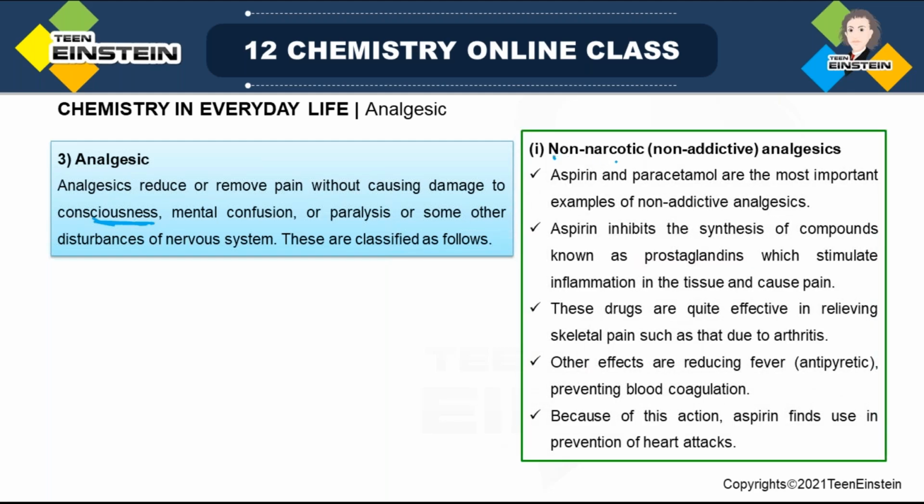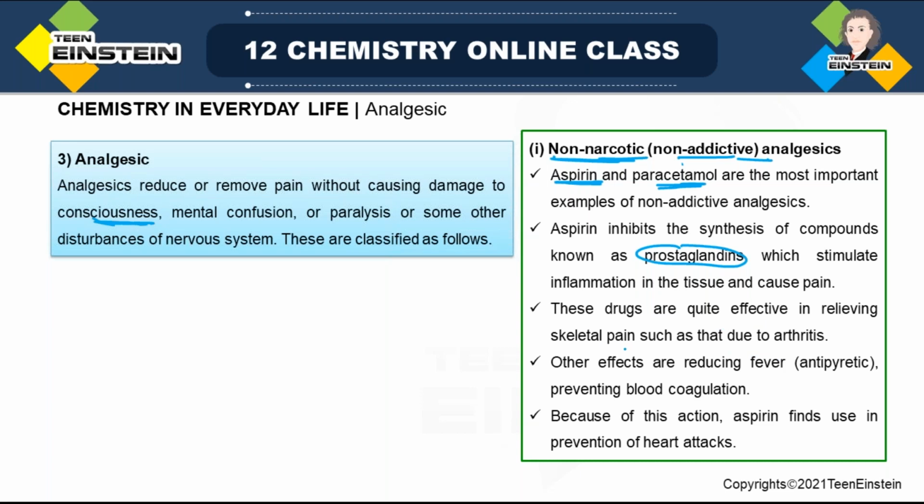The first one is non-narcotic or non-addictive. So if you take this type of drugs, there is no addiction problem. Aspirin and paracetamol are the most important examples under this category. Now aspirin inhibits the synthesis of compounds that are known as prostaglandin. Now this substance stimulates inflammation in the tissue and it causes pain. So this is a hormone, and aspirin, that is the drug, is inhibiting the synthesis of this substance, and this substance is responsible for the inflammation in the tissue or pain. But if aspirin is inhibiting this, that means ultimately it is removing or reducing pain.